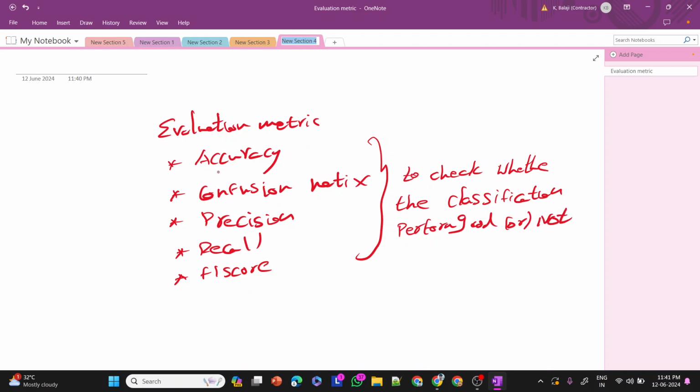We already saw these metrics in the SVM algorithm. I will elaborate on how these evaluation metrics work for a classification problem in another video.